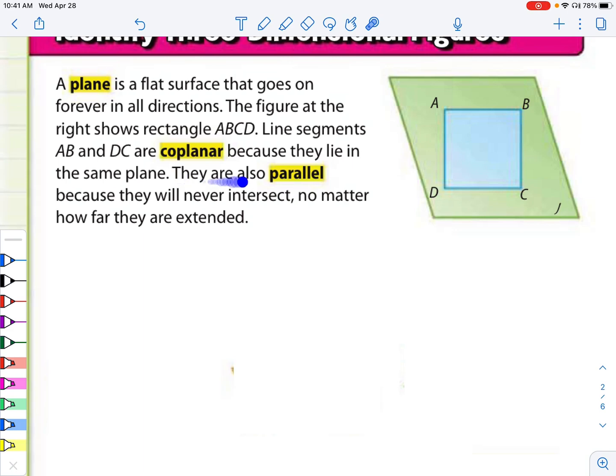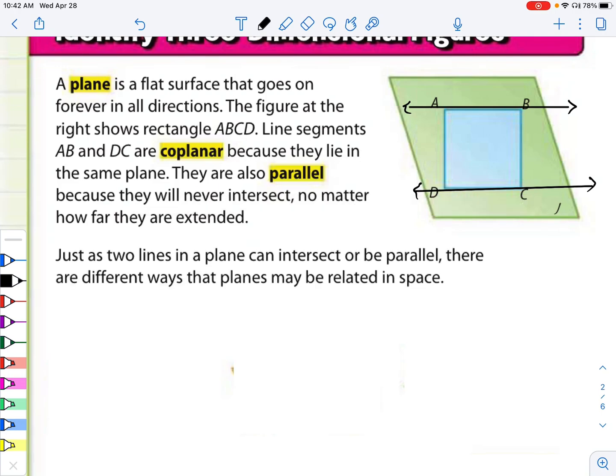They are also parallel to each other, this one and that one, because they will never intersect no matter how far they are extended. So what it's saying is this: if I extend this line here forever, and DC forever this way, these two lines will never intersect. And that's why they are considered to be parallel to each other.